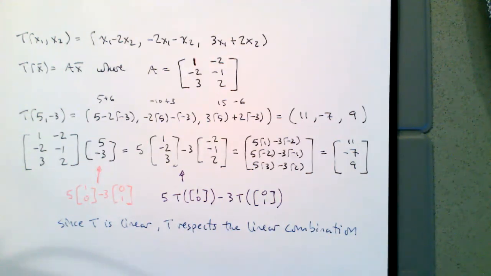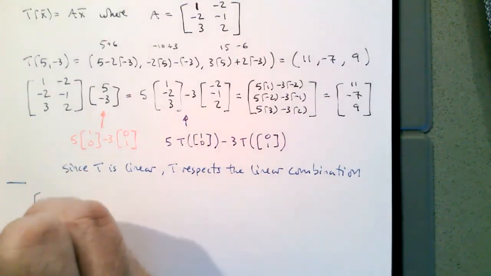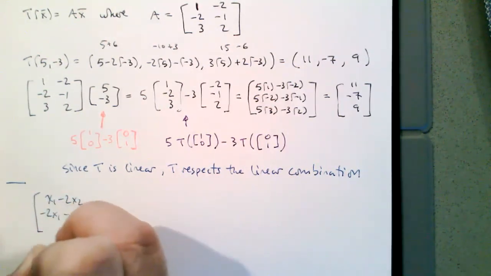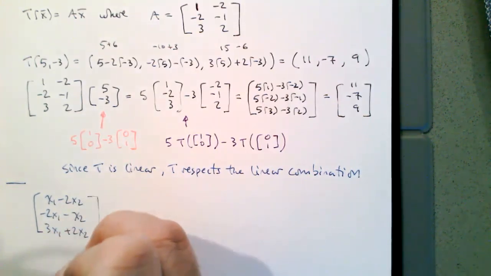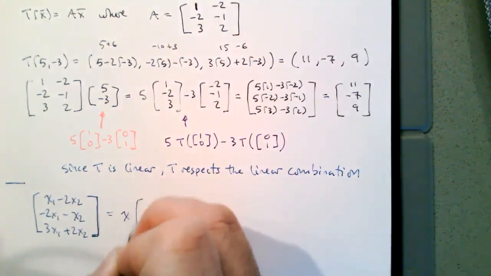So earlier, I had written T in a vertical format, and you can just separate out the x1 and x2. The trick is remembering that the images of the basis vectors are going to be the columns of the standard matrix of the transformation. But notice that if I write T vertically, then it's really easy to kind of separate this out. If I write a vertical image, x1 minus 2x2, minus 2x1 minus x2, 3x1 plus 2x2. If we're using the standard basis, then we can just break this apart into an x1 vector.